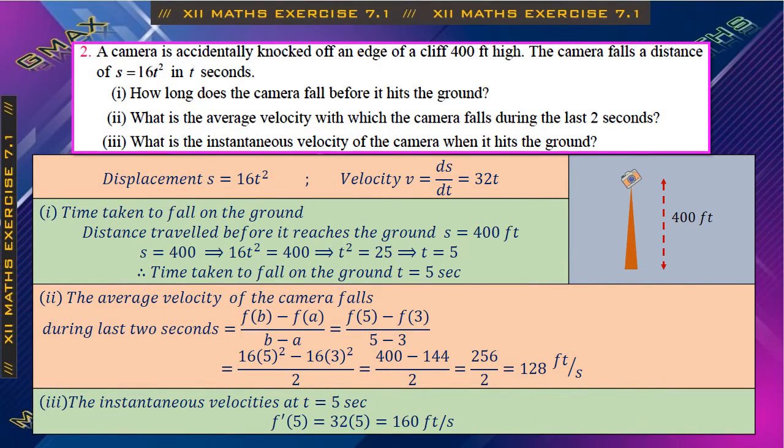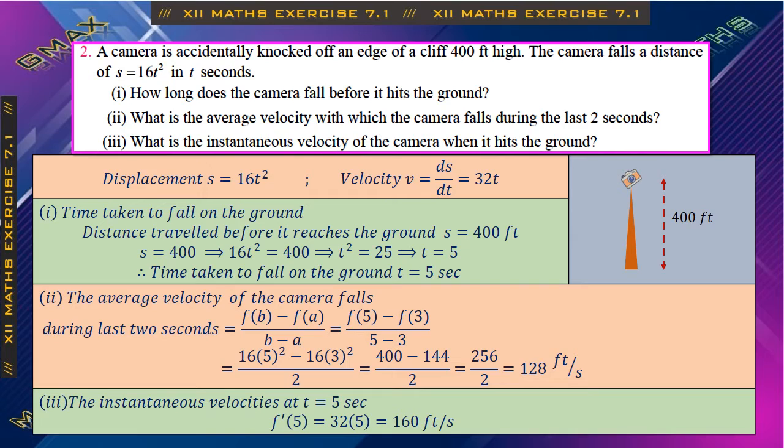Second question: a camera is accidentally knocked off the edge of a cliff 400 feet in height. The camera falls a distance of s equal to 16 t square in t seconds. How long does the camera fall before it hits the ground?